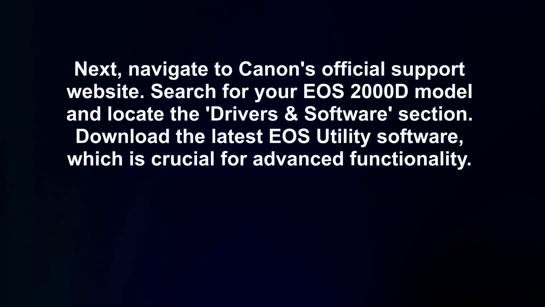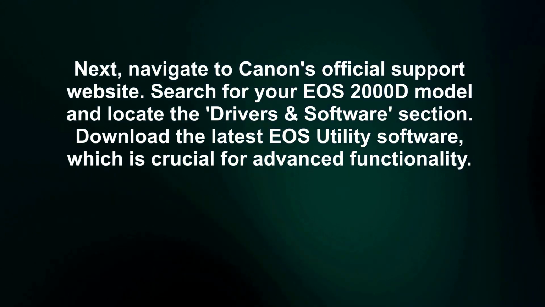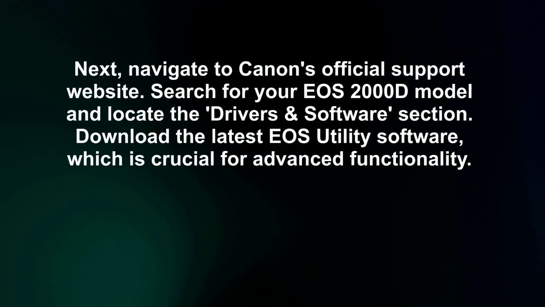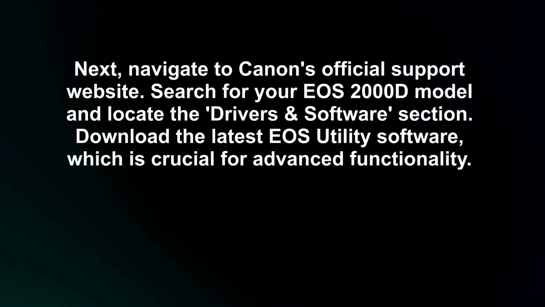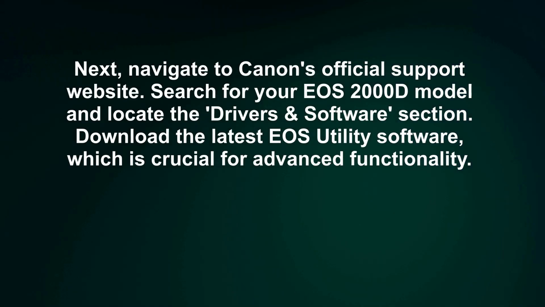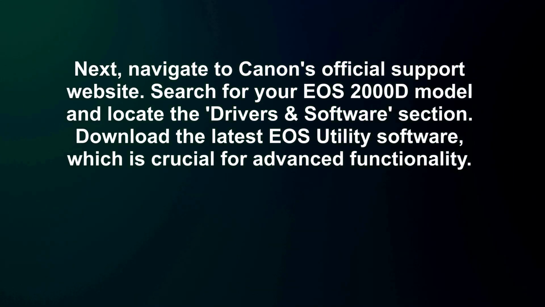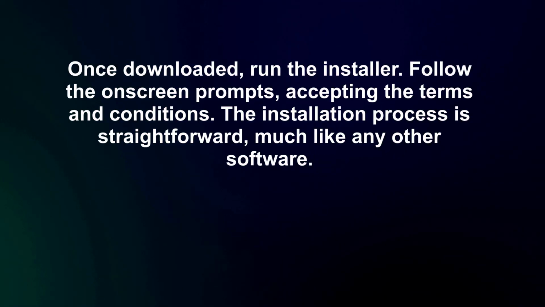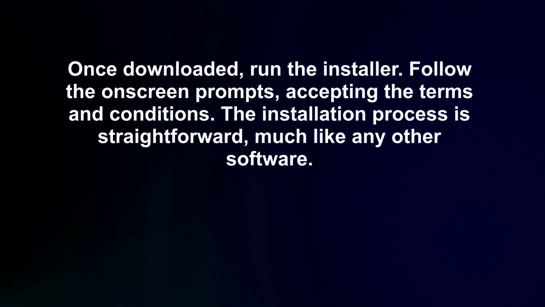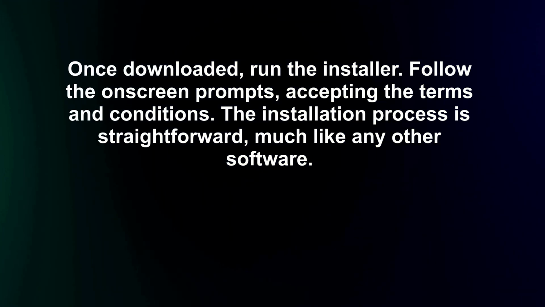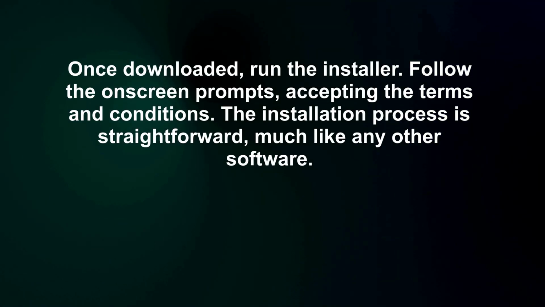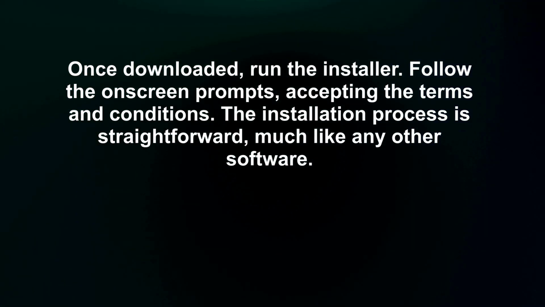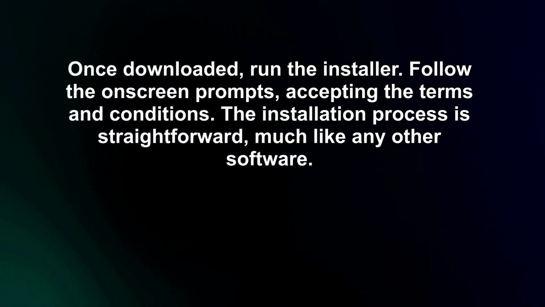Next, navigate to Canon's official support website. Search for your EOS 2000d model and locate the drivers and software section. Download the latest EOS Utility software, which is crucial for advanced functionality. Once downloaded, run the installer, follow the on-screen prompts, accepting the terms and conditions. The installation process is straightforward, much like any other software.